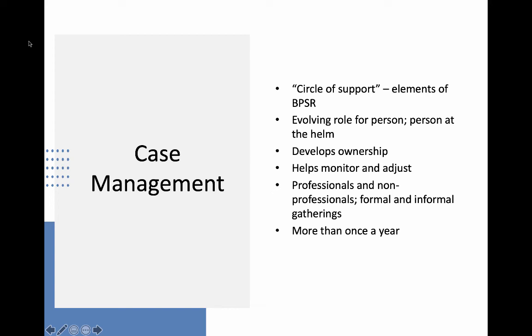Sharing information, sharing procedures, giving tips and hints. What does this person prefer? Can also be a big part of things and helping them to be advocates as well. Professionals and non-professionals need to be a part of this social circle of support, and they need to gather in both formal and informal ways.